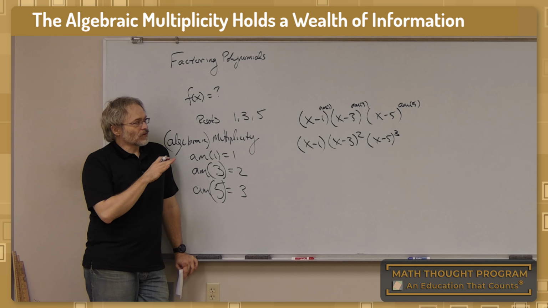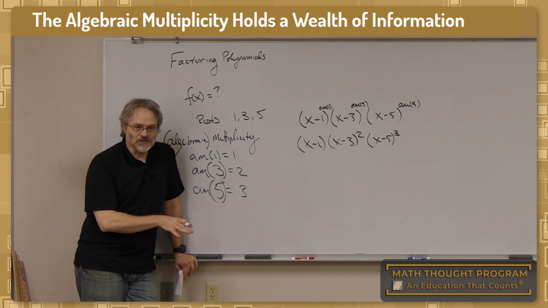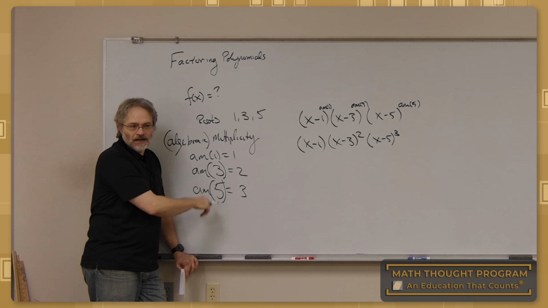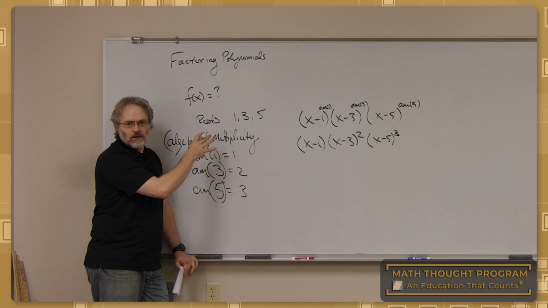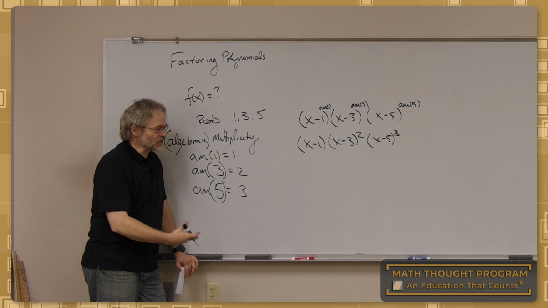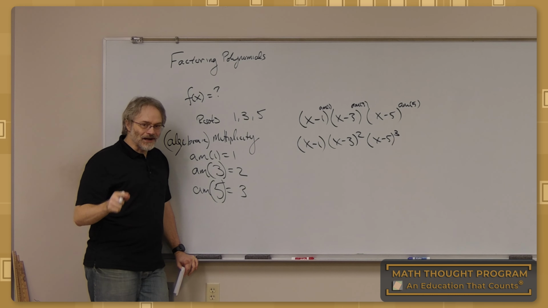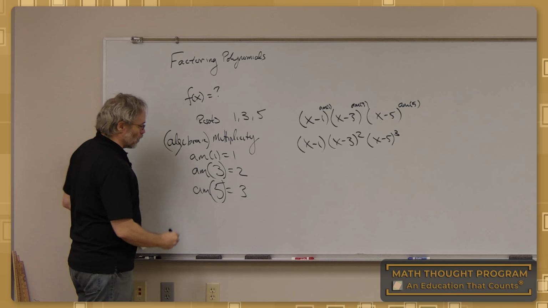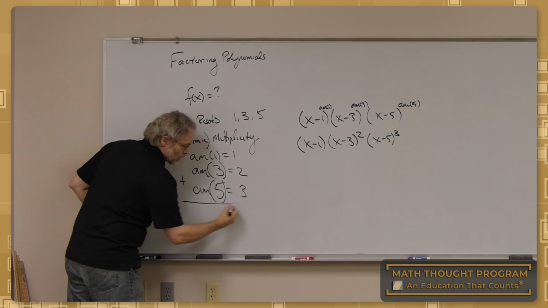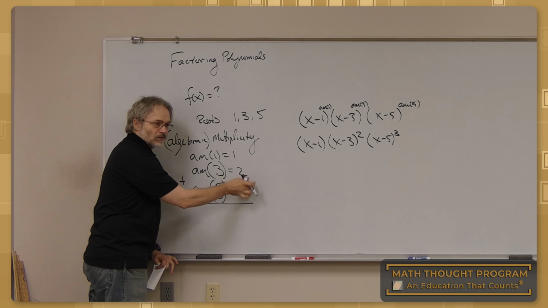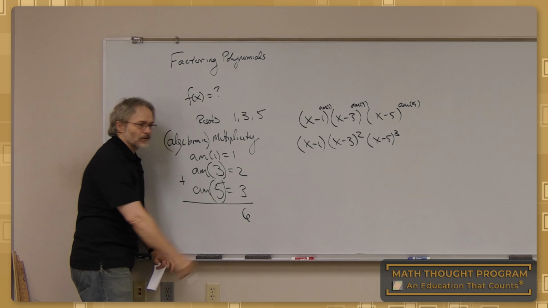Okay, now there is a wealth of information actually stored within the multiplicities. And we'll see that as we keep going through looking at polynomials in more and more detail. But one of the things that we can observe right now really quickly is, what if I was going to add these up? I would get 1, 2, and 3. I would get 6.